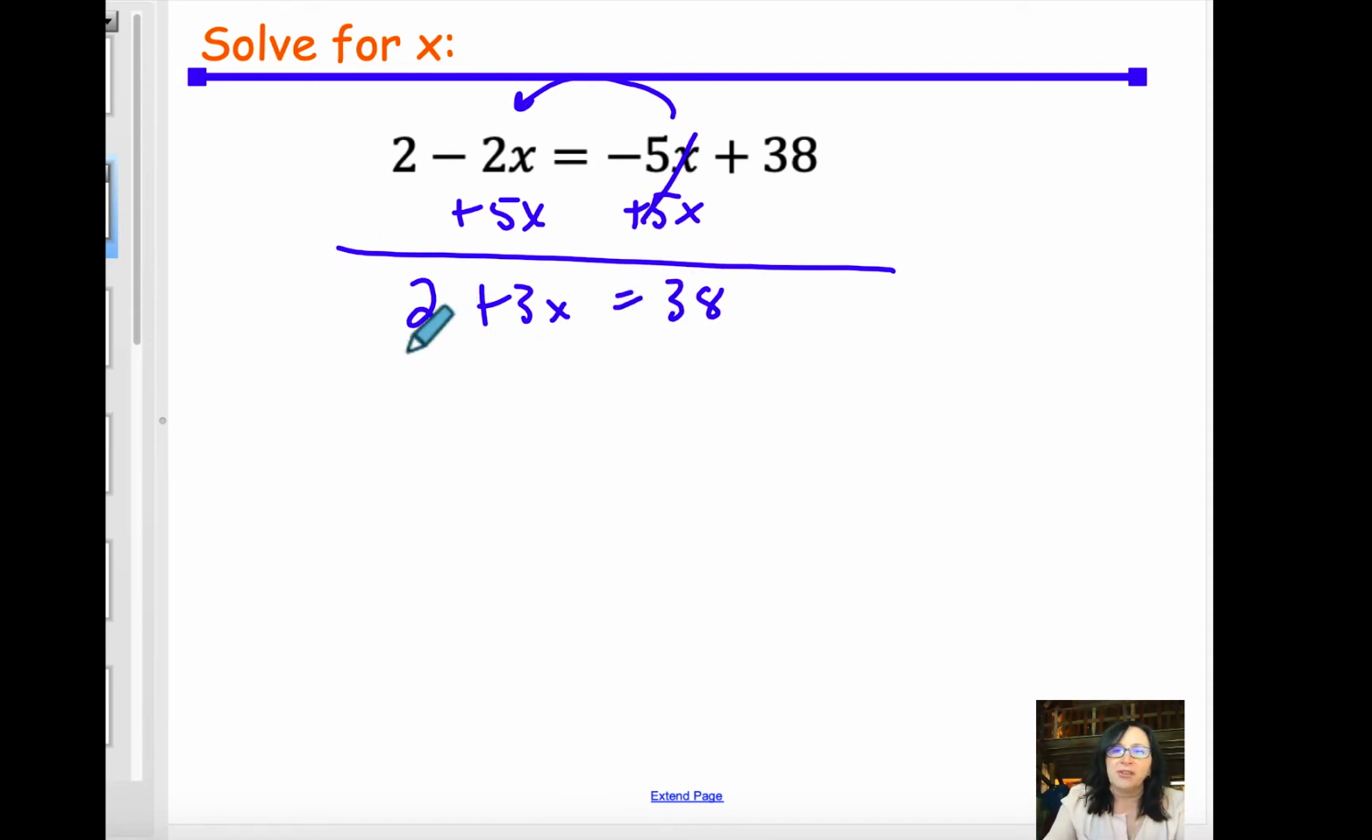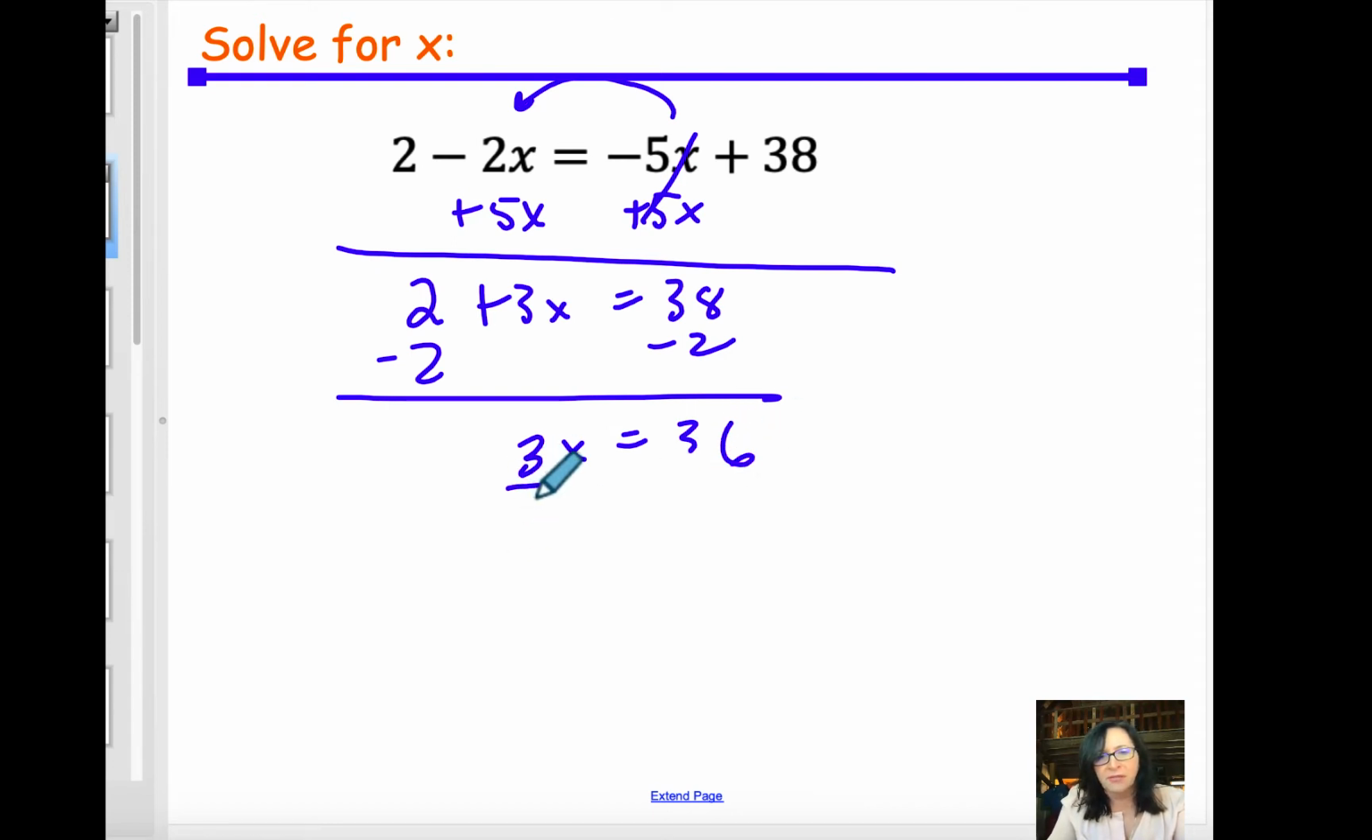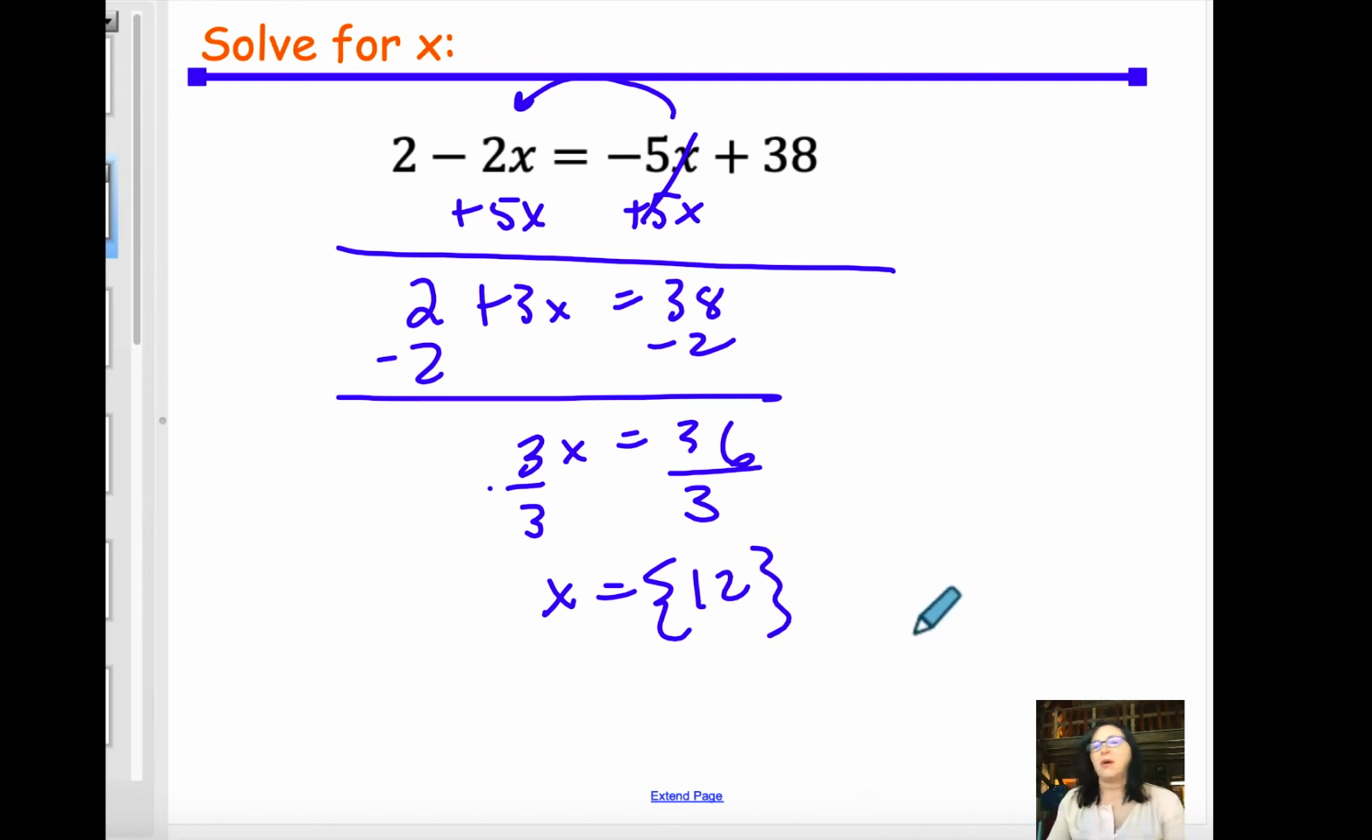I'm going to subtract 2 from both sides. And in doing that, I'm going to get 3x is equal to 36. I'm going to divide by 3. Another thing to do is just to multiply by its reciprocal. I usually do that when I have a fraction. In this case, I'm just going to divide by 3 on both sides, and I'm going to get x is equal to 12. And so that would be the solution to this equation.